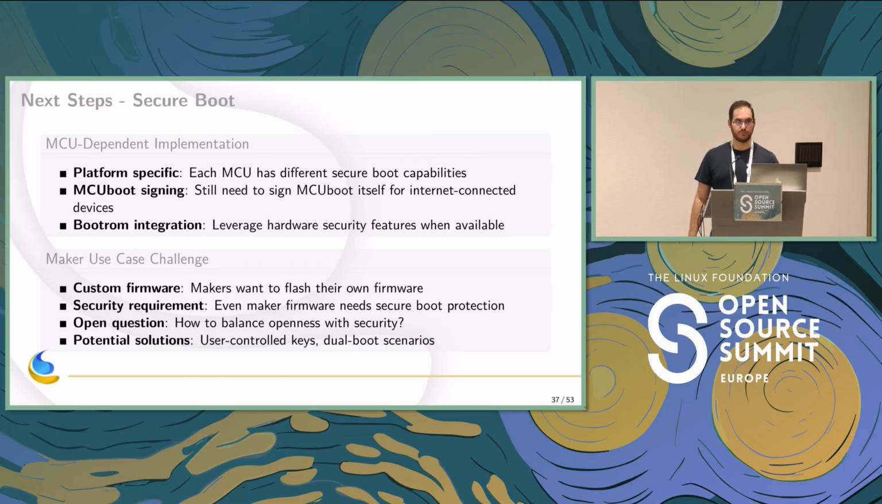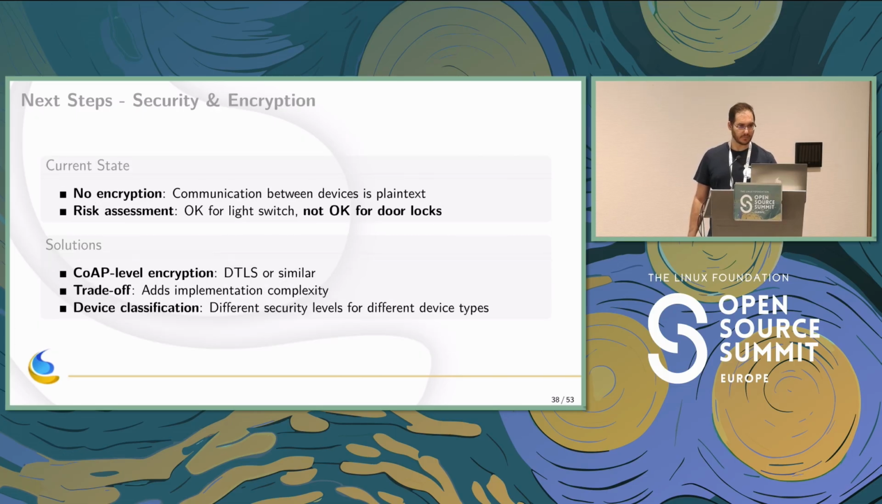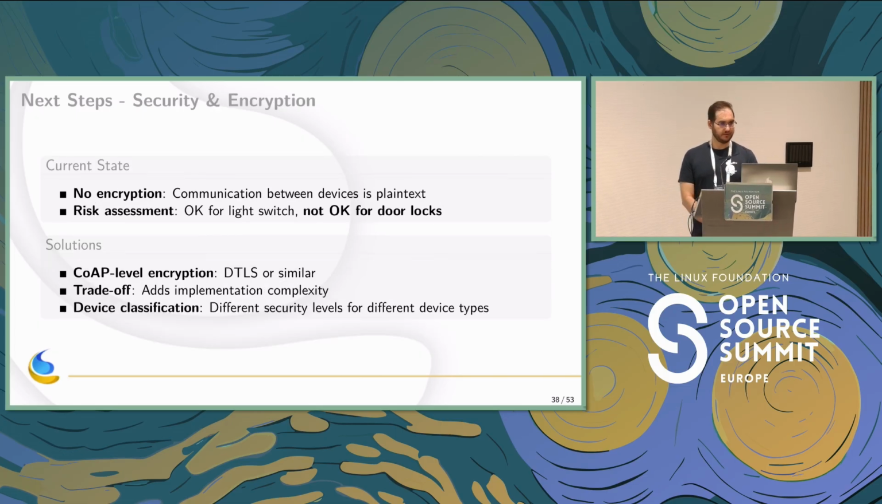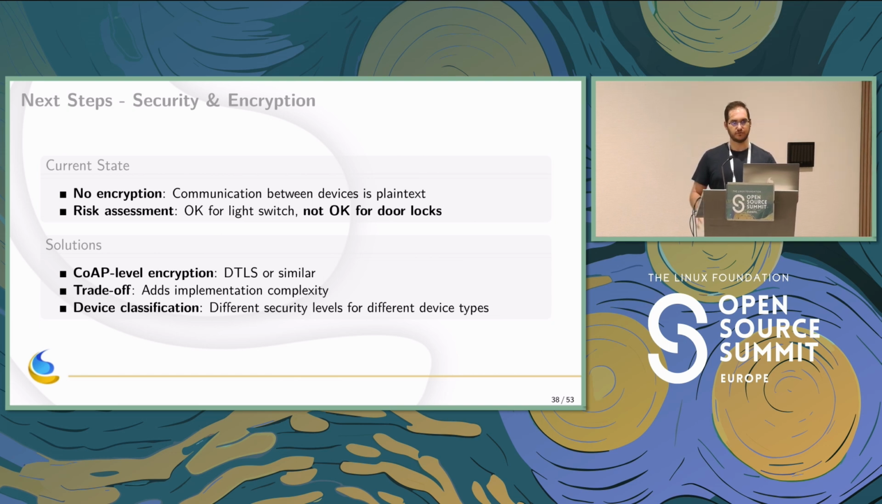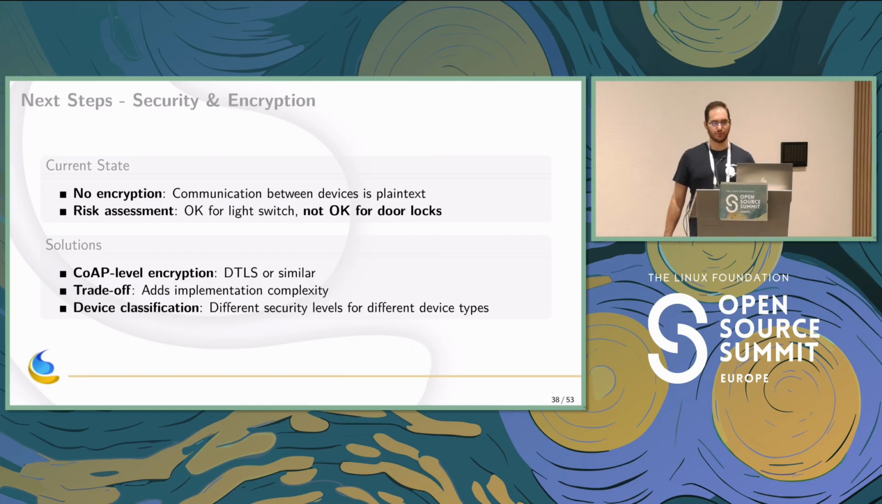I think at some point I will have to do some trade-off, maybe. Don't know. Another point is the security. Currently everything is sent on the network as plain text. So it's okay for a light bulb, I think. It's not too risky. For a door lock, it's not okay.